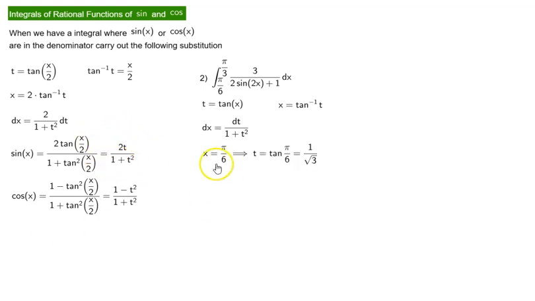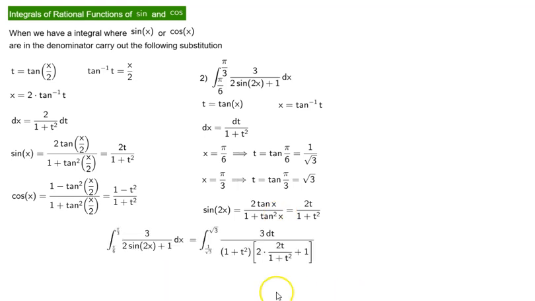Now, since it is a definite integral, we have to change the limits. So x equal to pi by 6 implies t is equal to tan pi by 6, which is equal to 1 by root 3. x is equal to pi by 3 implies t is equal to tan pi by 3, which is equal to root 3. So sine 2x is equal to 2 tan x by 1 plus tan square x, which is equal to 2t by 1 plus t square.